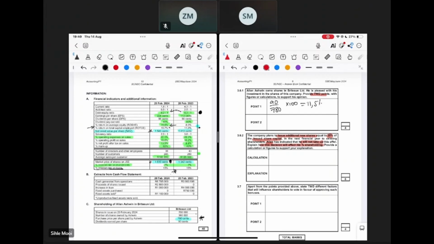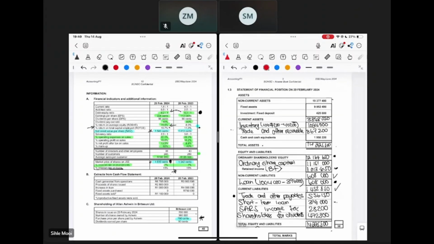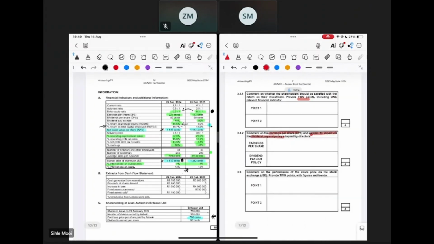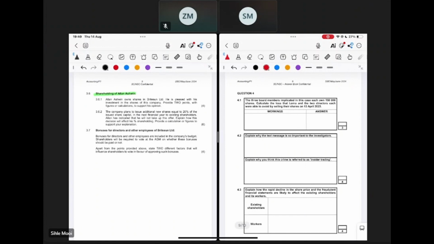Then the last question: apart from the points provided above, state two different factors that will influence shareholders to vote in favor of approving such bonuses. Okay, what are the bonuses? Bonuses for directors and employees. So they are included in the company's budget. Shareholders will be required to vote at the AGM on whether these bonuses should be paid or not.